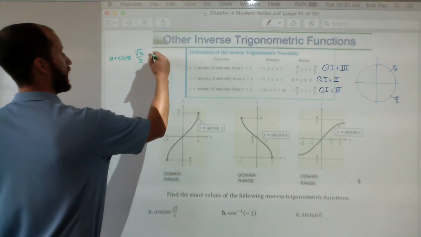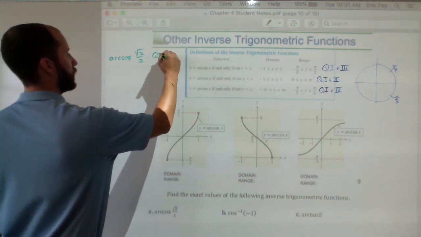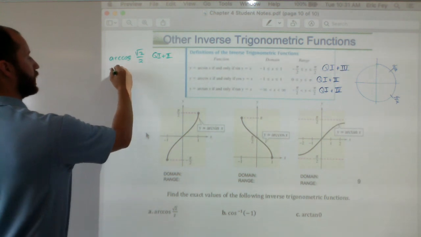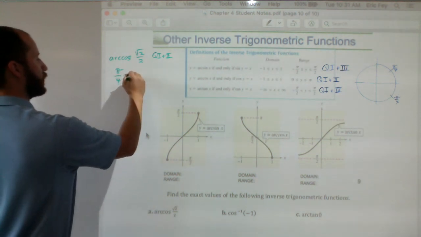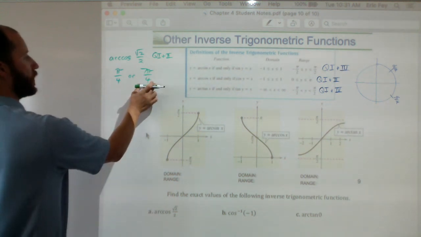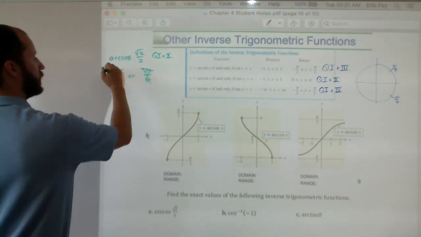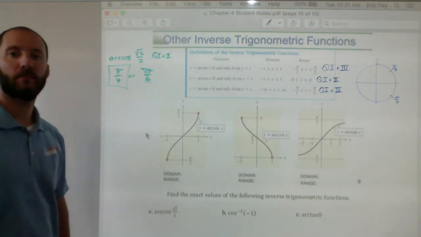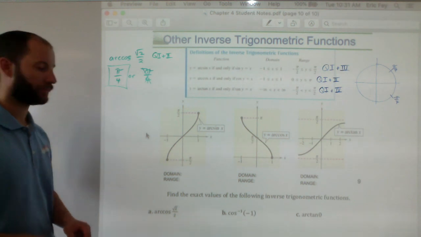But arc cosine can only come from quadrants 1 and 2. So when we look at those two possibilities, pi over 4 or 7 pi over 4, 7 pi over 4 is in the fourth quadrant. So our answer must be pi over 4.